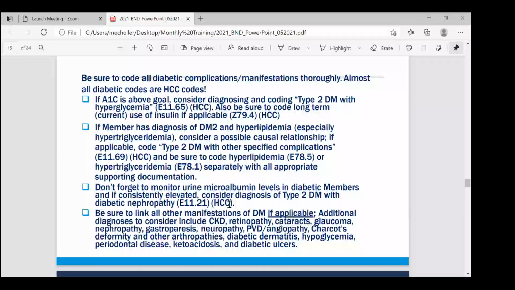Be sure to link all of the manifestations related to diabetes. So additional diagnoses to include could be CKD, retinopathy, cataract, glaucoma, and nephropathy. All of these conditions listed here are the manifestations that may support your type 2 diabetes. So if you're not submitting these additional codes in addition to your type 2 diabetes, we're not capturing the manifestations. And this is really important when we're looking at the RAF scores and how we classify the HCC codes for those conditions.